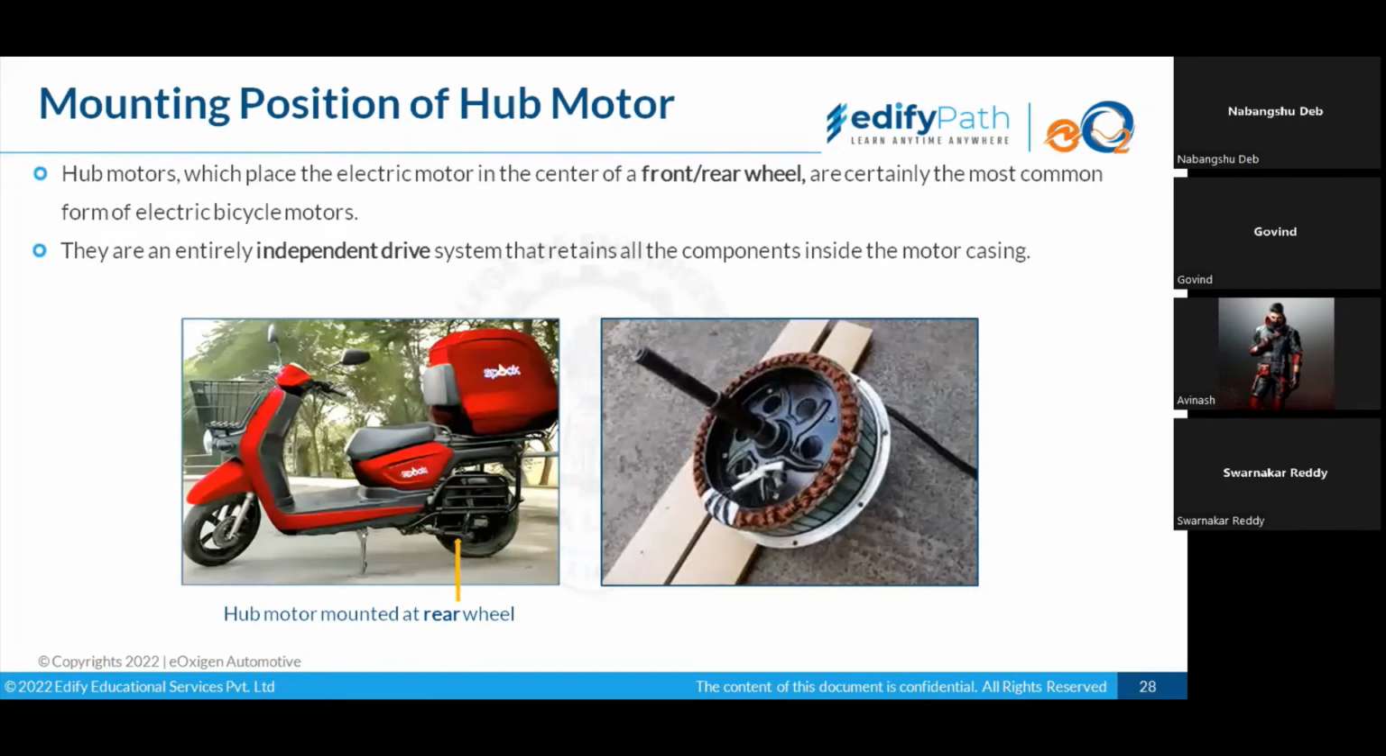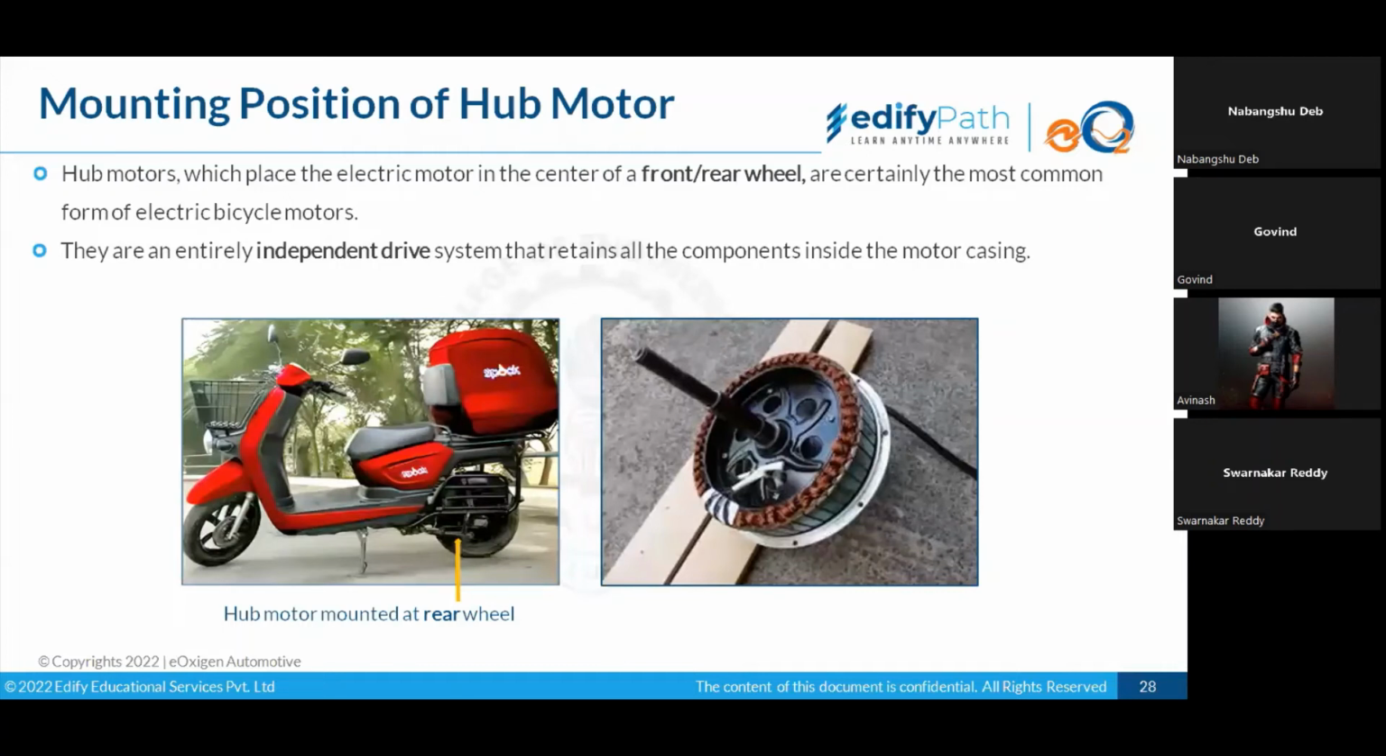So the hub motor normally acts as the rim of your rear wheel. You could see in this scooter that the rim of the rear wheel is the motor, directly mounted onto it. So it is an entirely independent drive system that retains all components inside the motor casing. The transmission system is direct, and no belt or chain is involved in this.